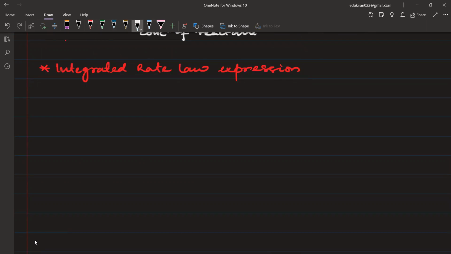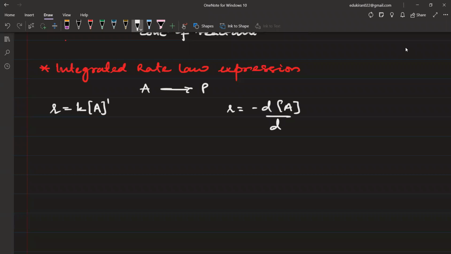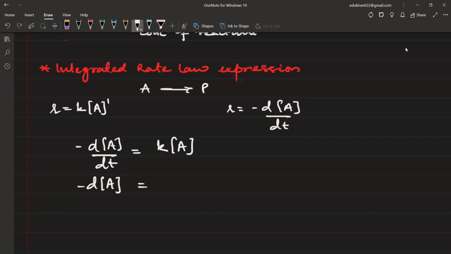Okay, so what did we say? We have two different rates. For A giving me some product P, I can write the rate is equal to k times [A] to the power 1. I can also write r is equal to minus d[A] upon dt. And we are going to equate both of these equations. So I have minus d[A] upon dt, which will be equal to k times concentration of A. Now you can shift the dt there, and you can bring this A here. The variable separation is happening. We are separating the variable, that means concentration of A is in the LHS, and then you will write k dt.